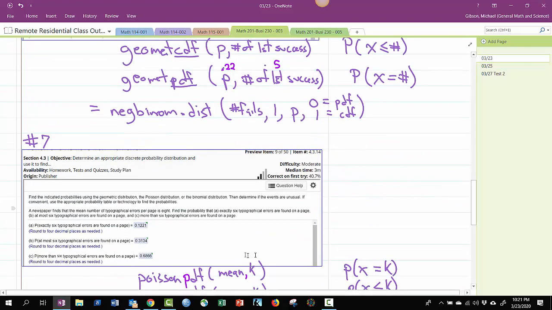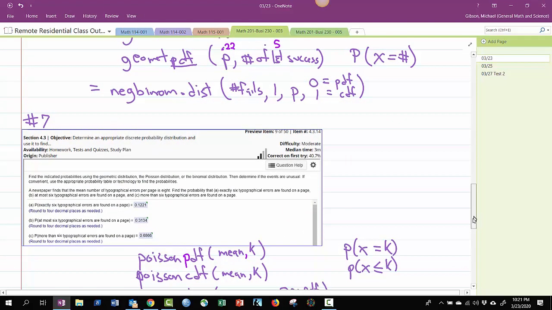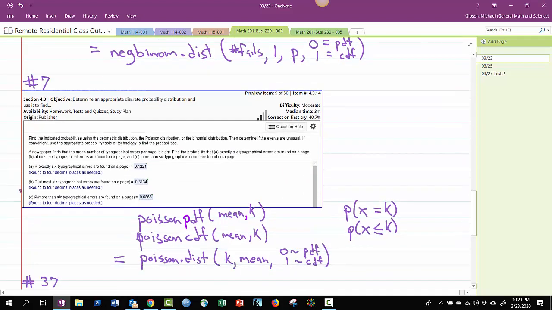All right, so let's move on down to the next one. Like I said, this one starts off the same. It's the same thing. They want us to pick between geometric, Poisson or binomial.